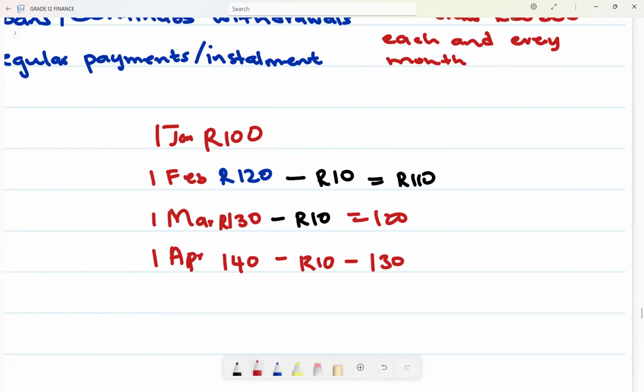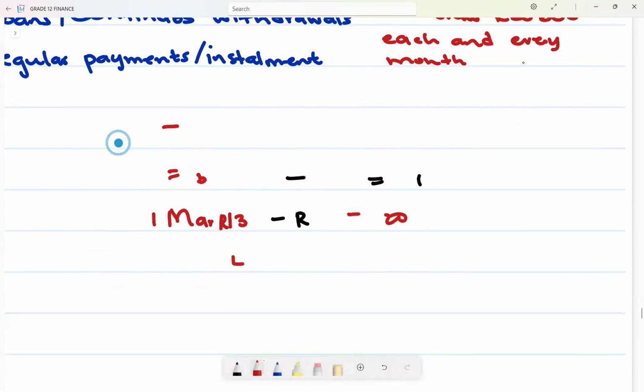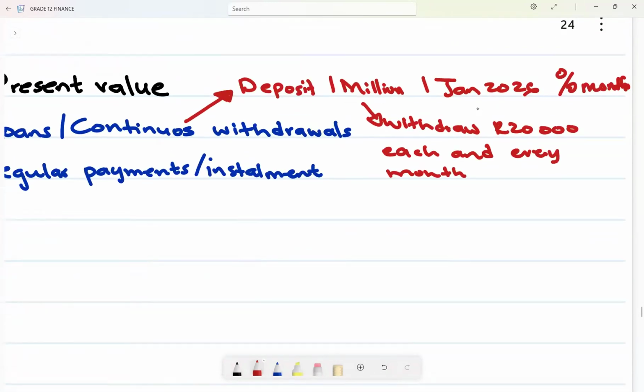So I want you to take it like this. Take it as if you are the one loaning the bank. You're not actually doing that, but take it like that. Take it as if you are the one loaning the bank with 1 million, and then the bank each and every month will pay you how much? 20,000 each and every month. It is not actually the fact, but assume that you are loaning the bank with 1 million, and each and every month they're going to be giving you 20,000.